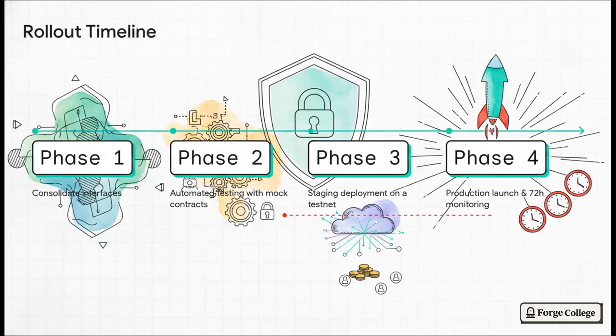And here's the exact rollout timeline we follow. 1. Consolidate your interfaces. 2. Run your automated testing with those mock contracts. 3. Deploy to a staging environment on a testnet. And 4. Execute your production launch with 72-hour monitoring.